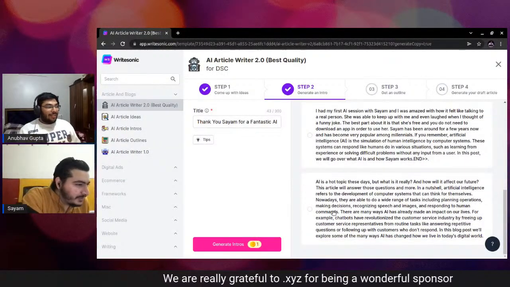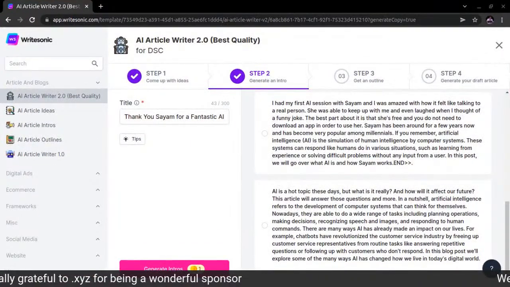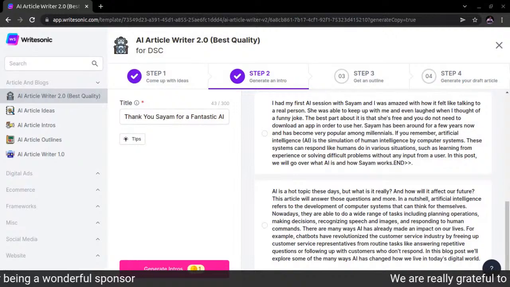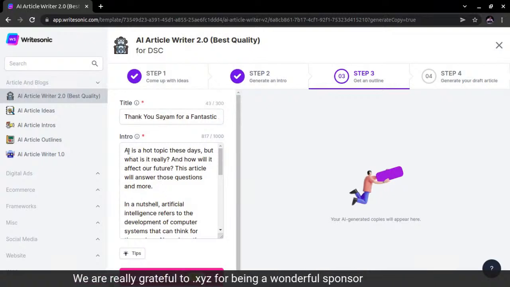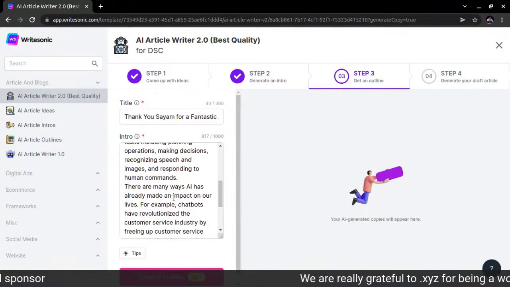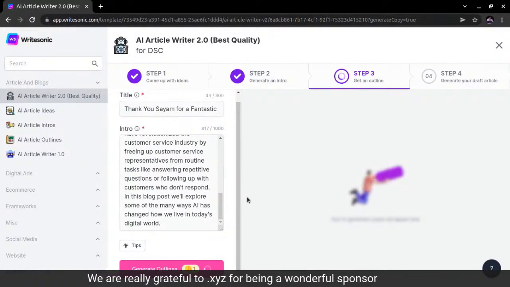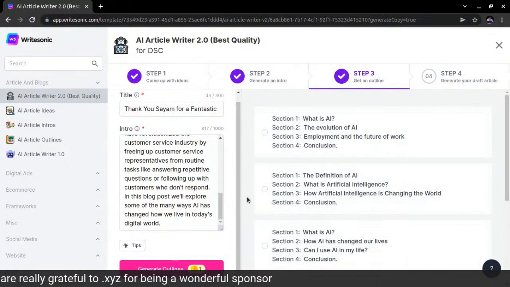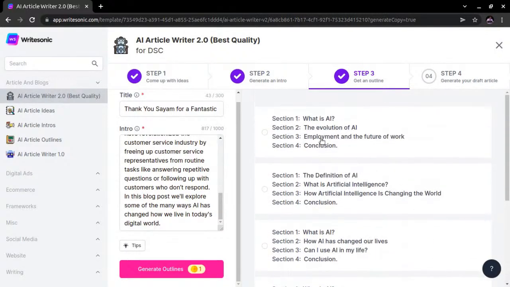Let's zoom into whatever screen you are presenting. Yeah, there you go. So AI is a hot topic these days, a topic debated by cool folks. Exactly like that. Let's generate outlines. Just like driving a car, we are steering it in the right direction. So these are the bullet points for our article: what is AI, the evolution of AI.